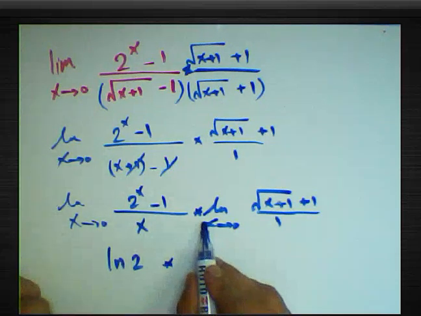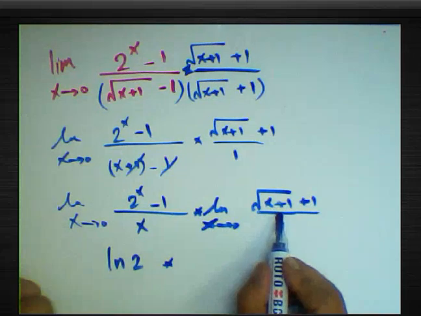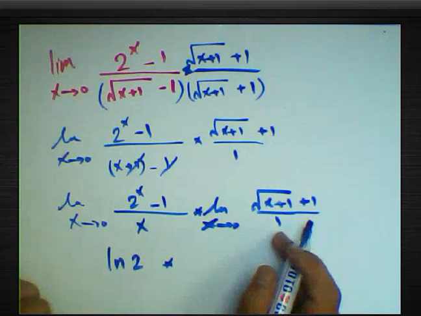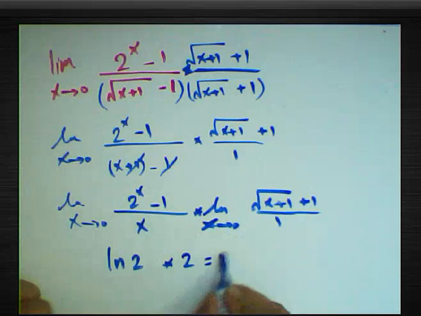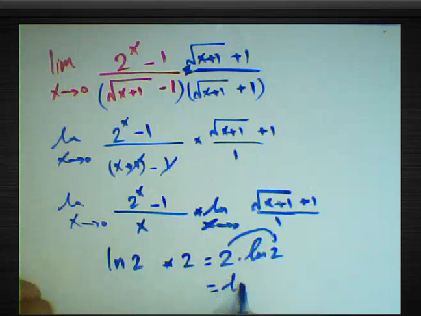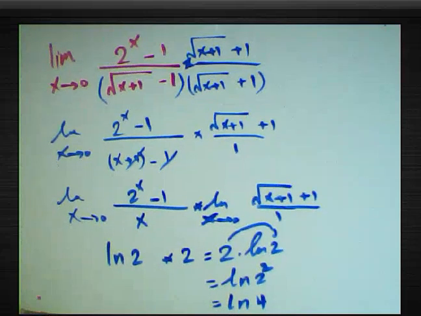Multiplication by limit when x approaches 0. Here put 0, 0 plus 1 equals 1, 1 plus 1 equals 2, 2 divided by 1 equals 2. It will be 2 multiplied by ln 2. We can write the 2 on top as the power, so it will be ln 2 to the power 2, so the result will be ln 4. The result will be ln 4 for this example. It's very important to know these steps.